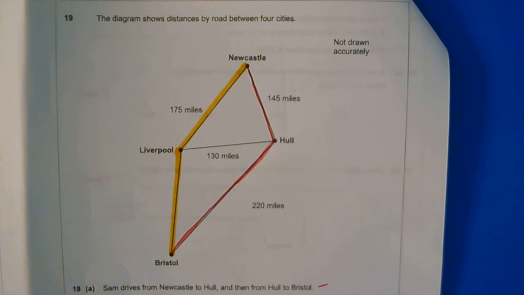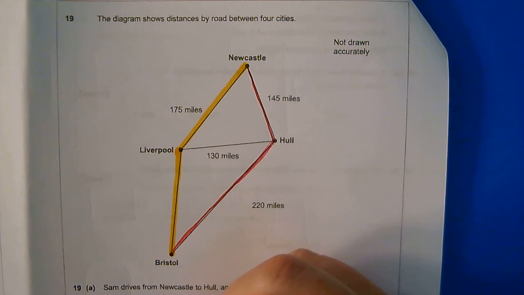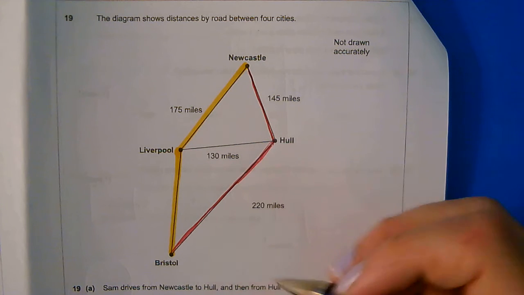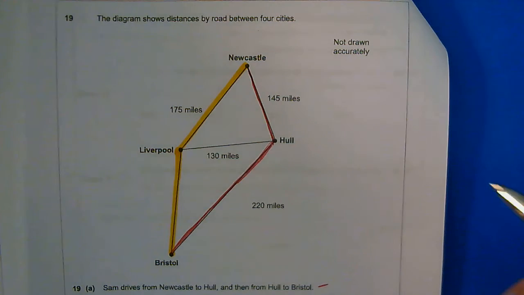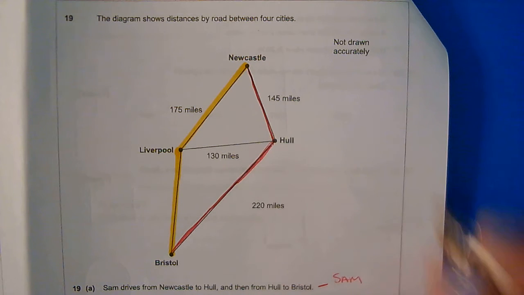Sam drives 10 more miles than Tim. Work out the distance by road from Liverpool to Bristol. So Sam drives 10 more. So we need to work out what Sam drives in order to find out what 10 more is. So let's have a look, what does Sam do? So the red route was Sam, this is for Sam. So let's have a look.